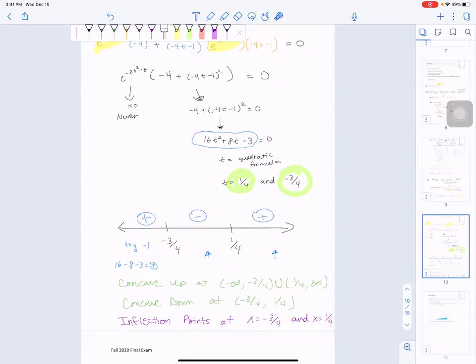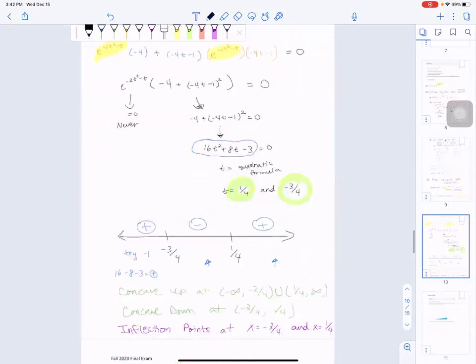Yeah, you plug back into your second derivative, yes. Sign chart using f double prime.